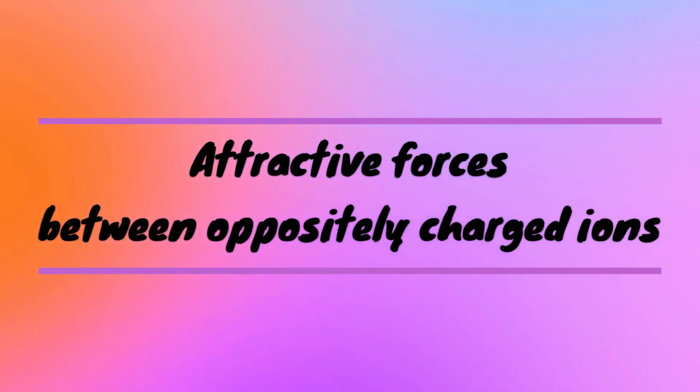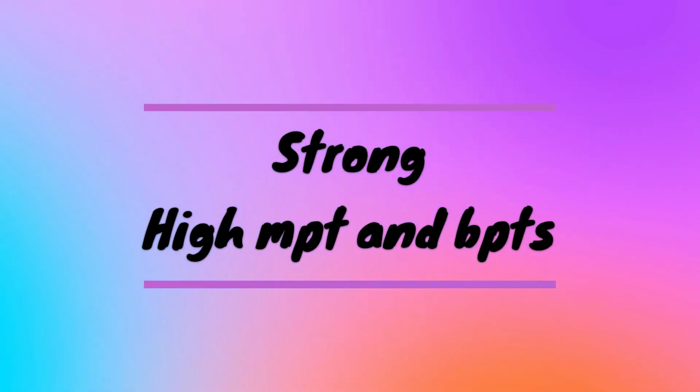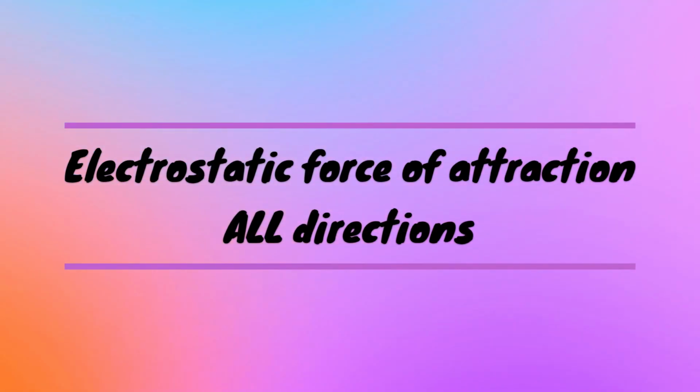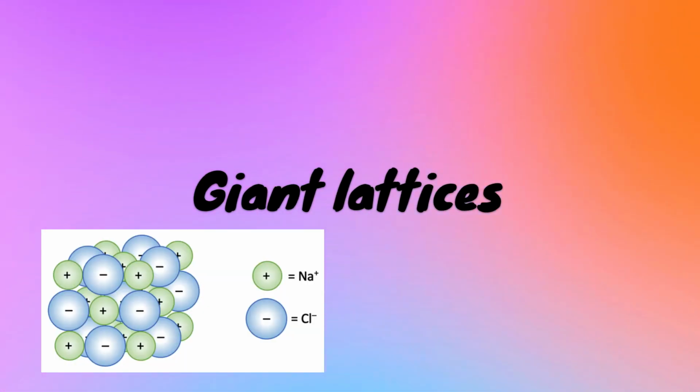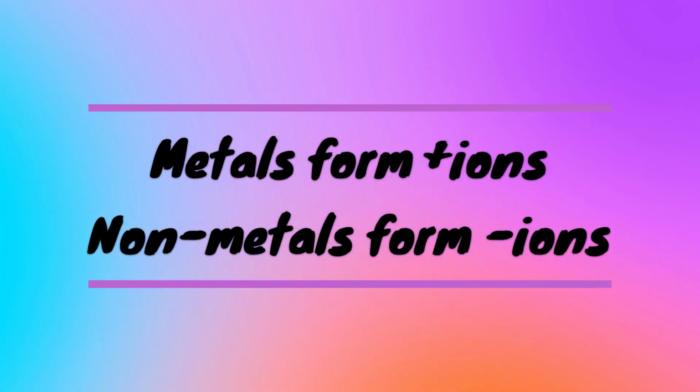Ions are held together by very strong attractive forces between oppositely charged ions. That means that ionic compounds are very, very strong and therefore have high melting and boiling points. For example, sodium chloride will not melt easily. And it's really important that we recognise that this electrostatic force of attraction acts in all directions, and that therefore means that all ionic compounds form giant lattices. Metals always form positive ions and non-metals always form negative ions. Please learn that, it makes your life so much easier.